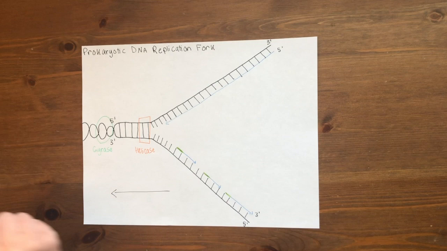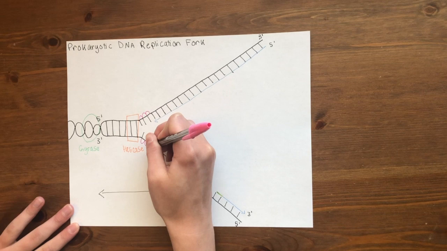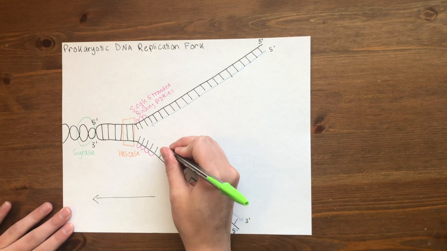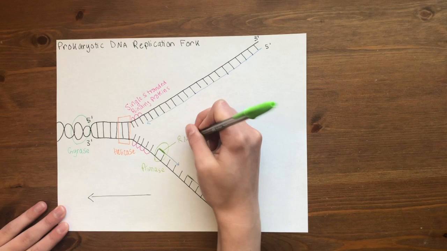Single-stranded binding proteins are proteins that bind to the single strands and stabilize them as replication proceeds. The enzyme primase adds the RNA primers, which is what DNA polymerase 3 is able to attach to.